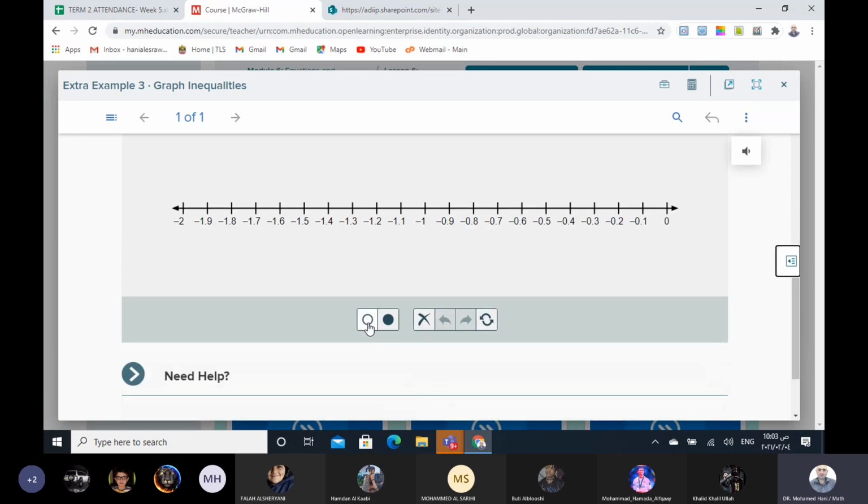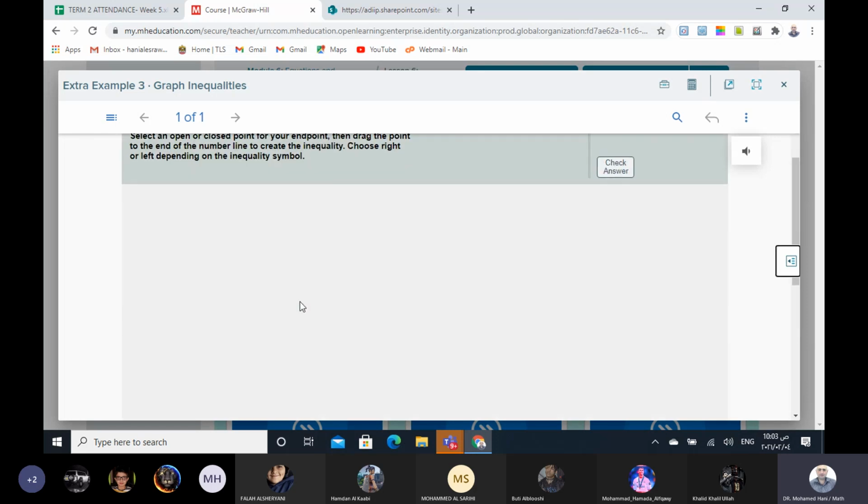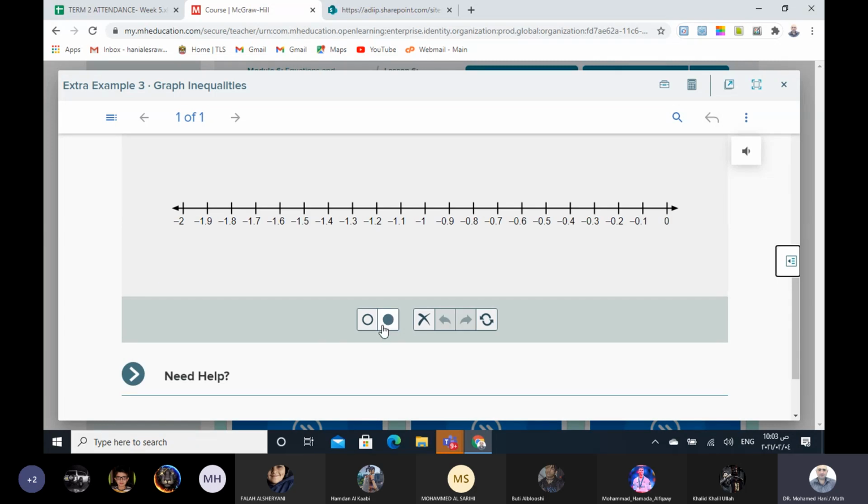Now what do I use, the shaded circle or unshaded circle? Look to the sign. If you have equal, use the shaded circle. If you don't have equal, use the unshaded circle. So we use the shaded circle here and go to the left. So this is the graph of this inequality.